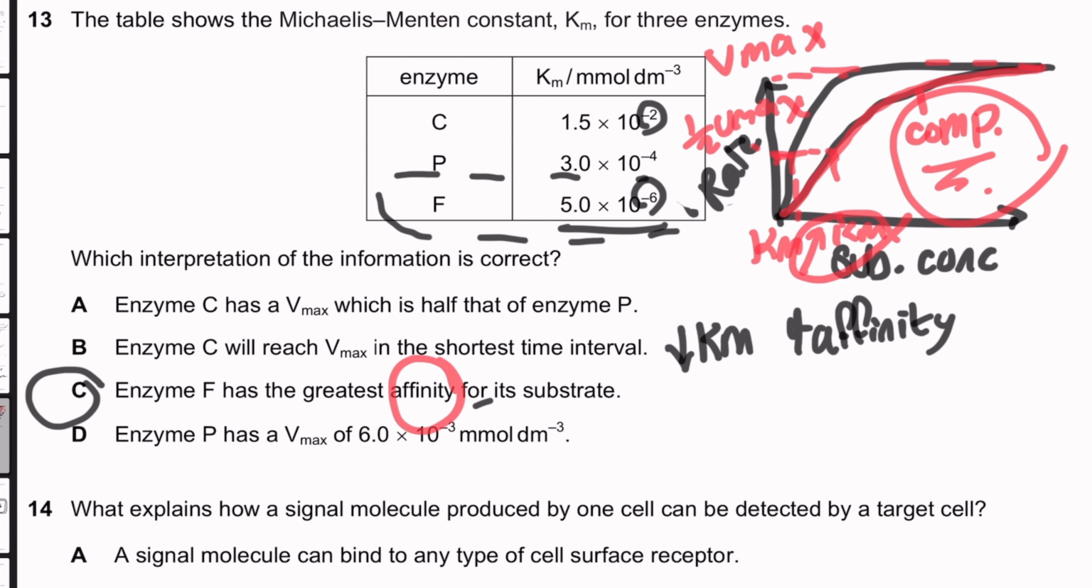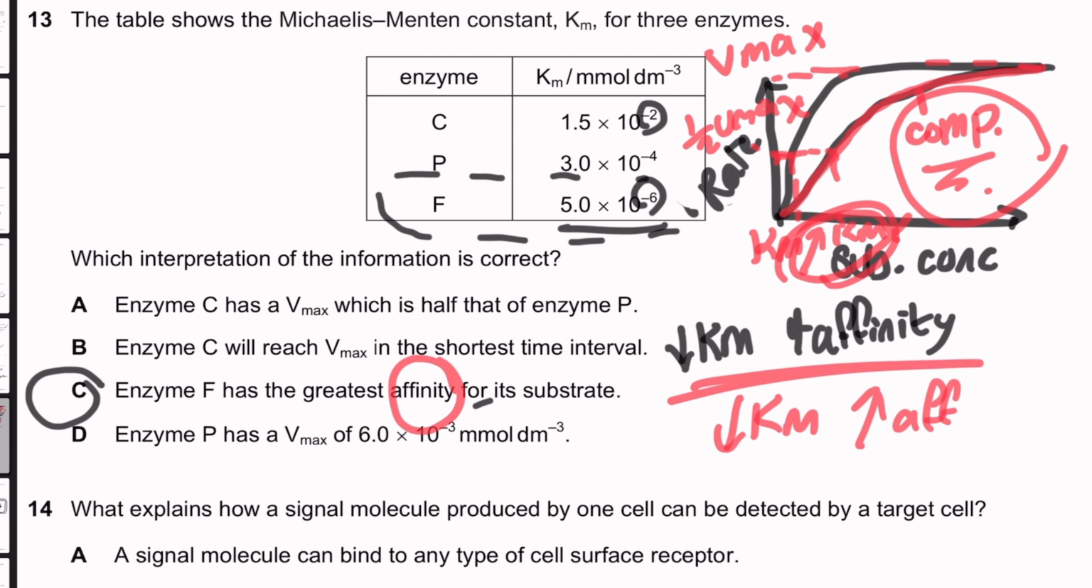And what happens when the attraction decreases? The Km increases. So the same thing should be correct in the opposite direction. And when you decrease the Km, the attraction must increase. The affinity, as I mentioned, must increase. And that's why the answer is C.